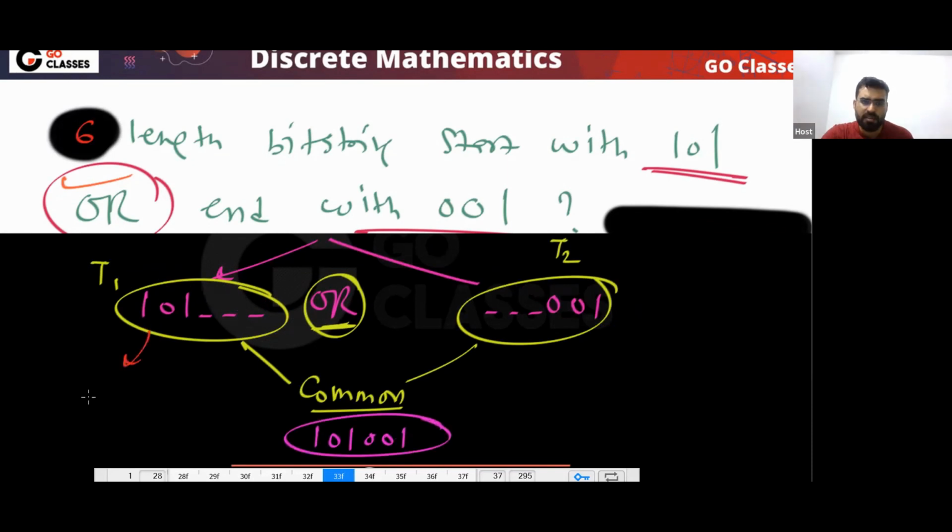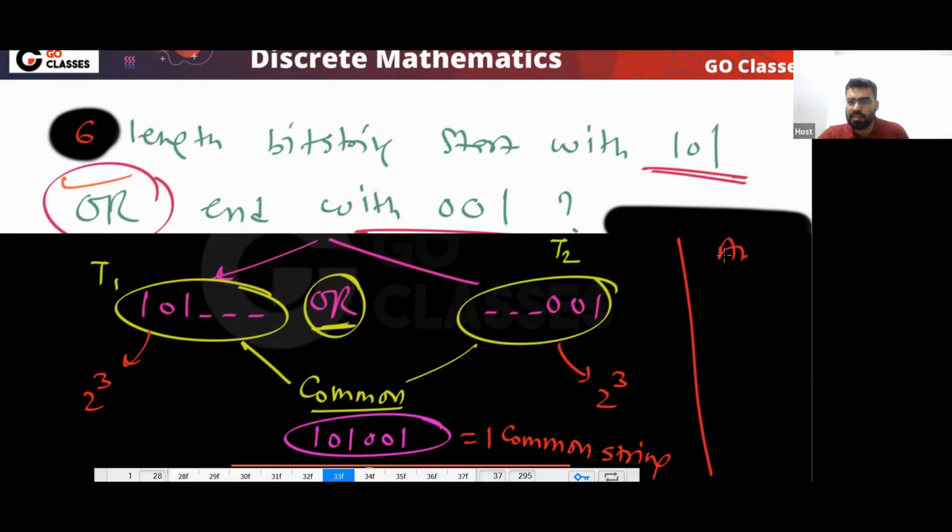So how many do we have here? We have 2 power 3 here. We have 2 power 3 here. And only one string is common. So the final answer will be 2 power 3 plus 2 power 3 minus 1. So the answer will be 15. Okay, so very simple. Like this, you can do all these questions.